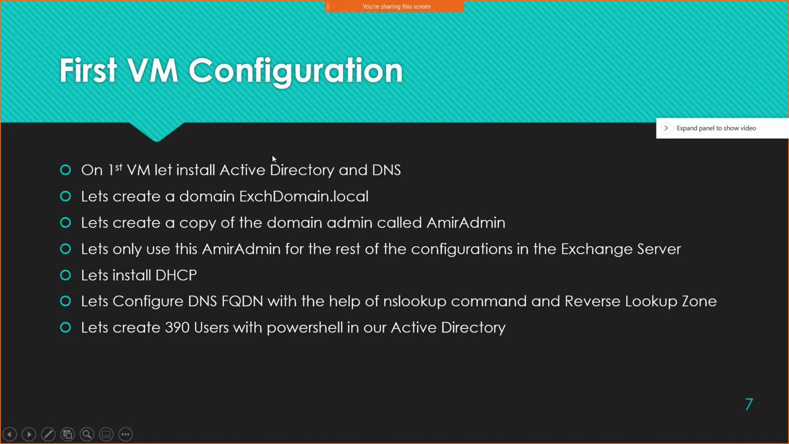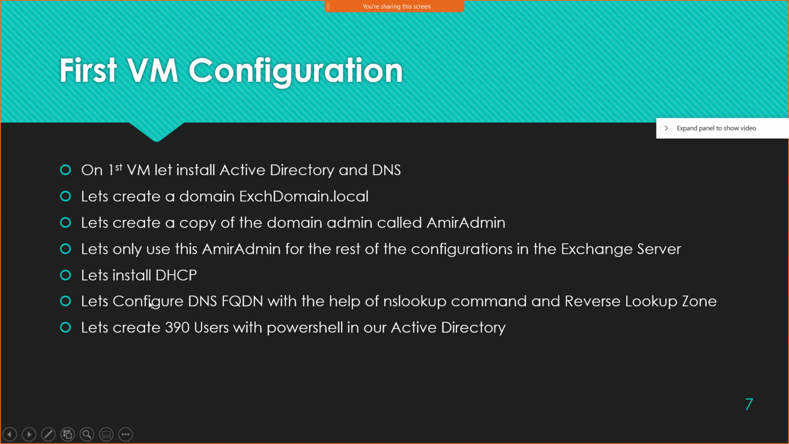So the first VM configuration: on the first VM, let's install Active Directory and DNS. Let's create a domain, xdomain.local. Wherever I ask you to take a screenshot, just take that screenshot with Notepad in the background having your full name there. Let's create a copy of the domain admin called your first name admin. Let's use this first name admin for the rest of the configurations in Exchange Server.